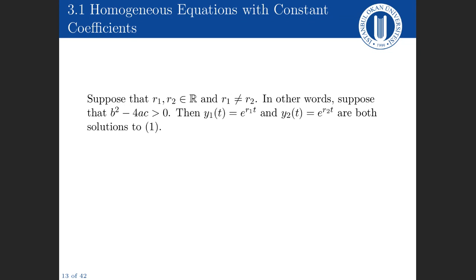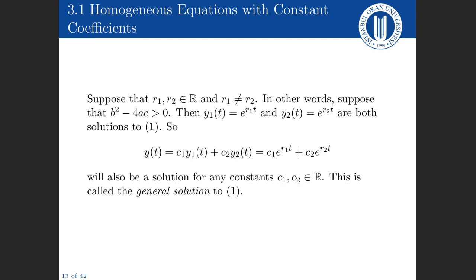And we know that e to the power r1t and e to the power r2t are both solutions to the differential equation. And if we know two solutions, then we know that a linear combination of these two solutions is also a solution. This function in the orange box is called the general solution to 1. So what we're going to do is solve the characteristic equation to find r1 and r2, and then write down the solution in this form.